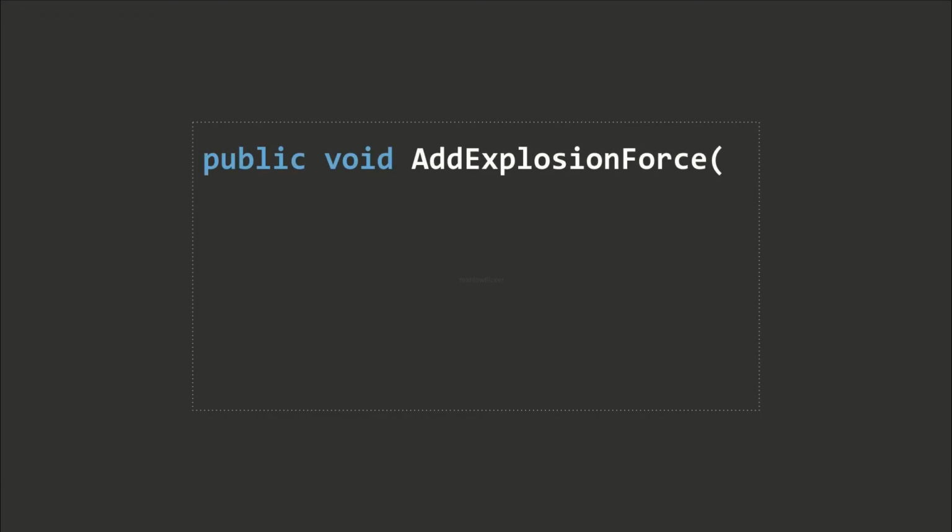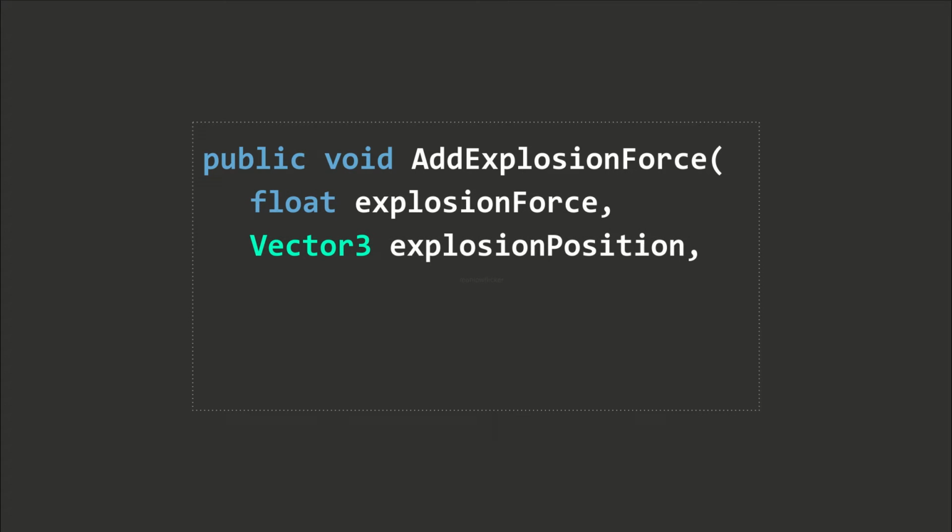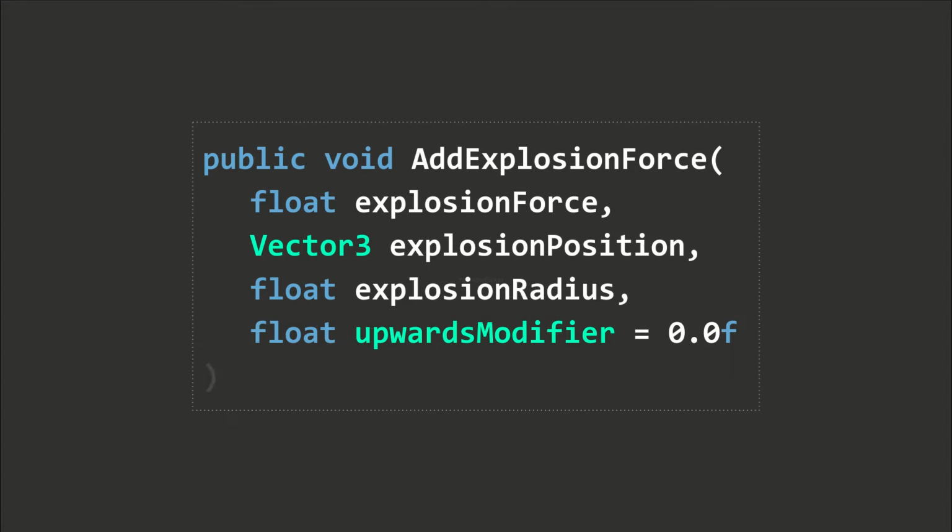There is another method called AddExplosionForce. As you can tell, it simulates an explosion. This method takes four parameters: explosion force, explosion position, explosion radius, and upwards modifier. Note, the explosion force parameter is a float value here. This method is great for achieving bomb effects.